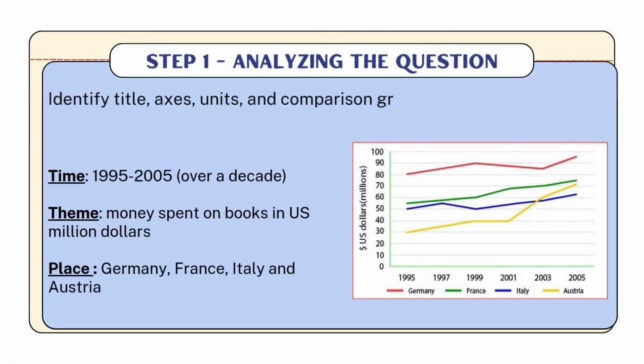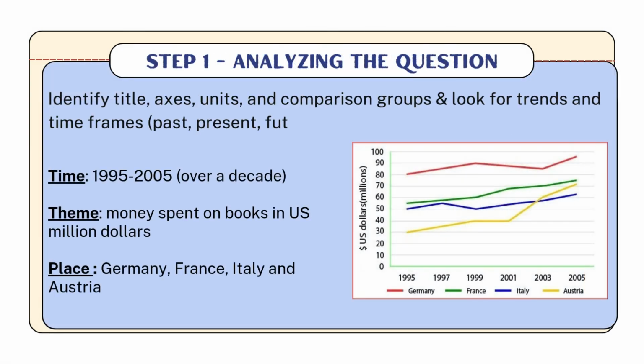In order to write your line graph effectively, you have to follow certain steps where the first step is analyzing the question. When analyzing an IELTS line graph, start by carefully examining the title, which explains the theme or subject of the graph. For instance, the graph might show the money spent on books in US $1 million over a decade, from 1995 to 2005.